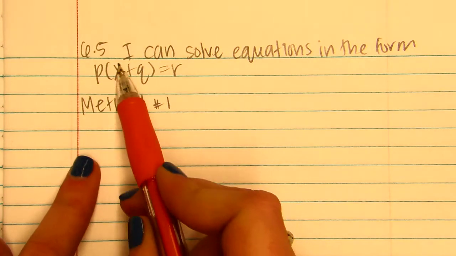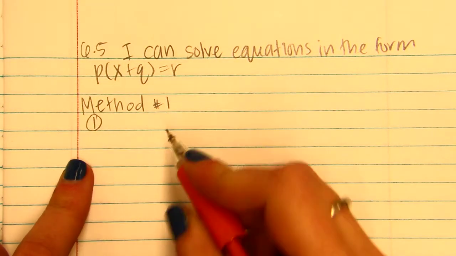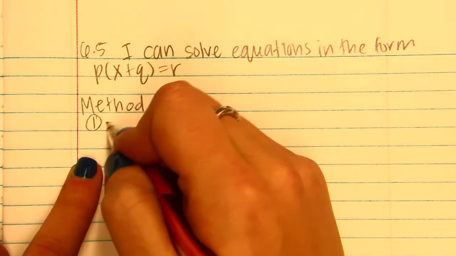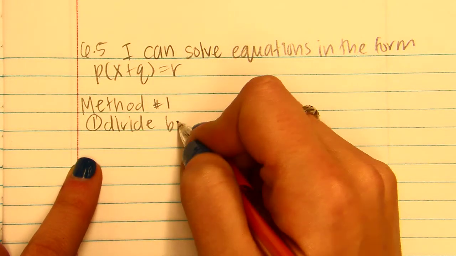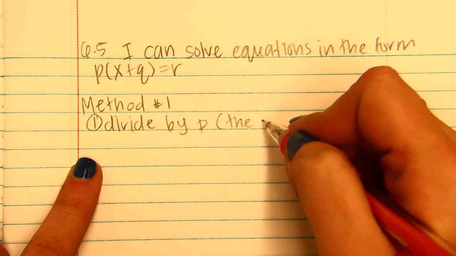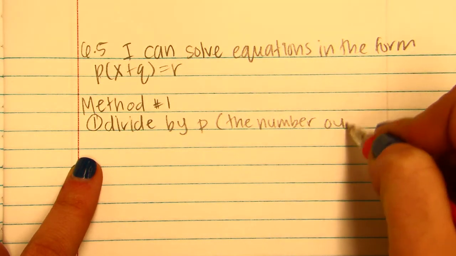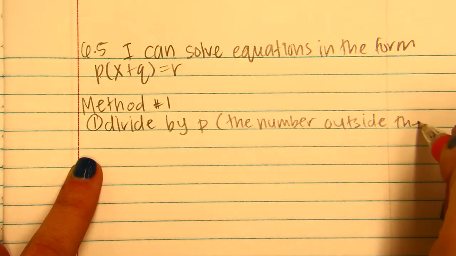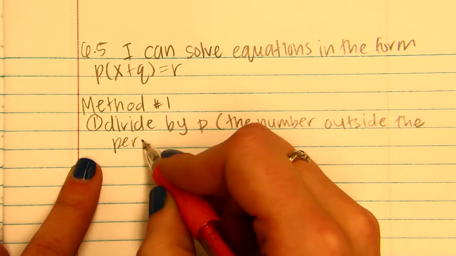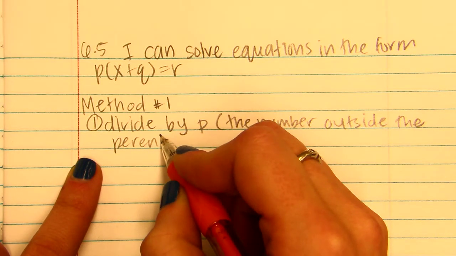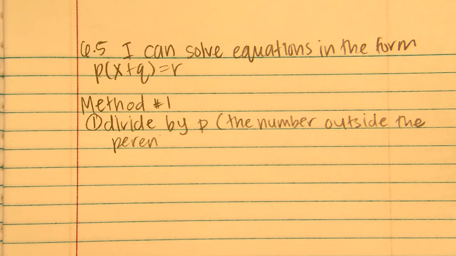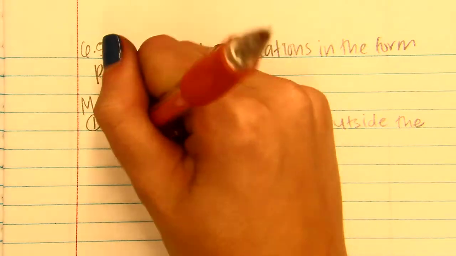If the equation is in this form, you would divide first by p, or the number outside the parentheses. I don't know how to spell parentheses. One second. It's PA.